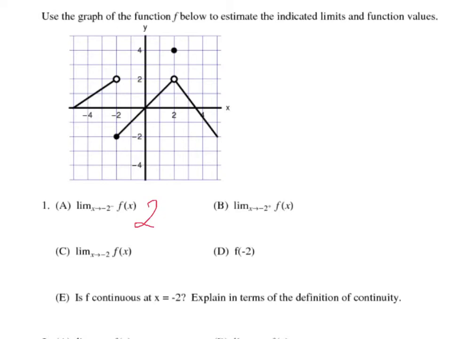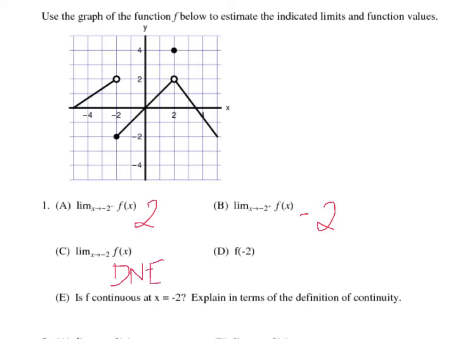The next question asks, what's the limit as x approaches -2 from the positive side? So now we're coming at -2 from the positive direction. We're approaching -2, and you'll notice that's actually the function's value there. So the limit as x approaches -2, if you recall, we've got to be approaching the same y value from both directions. We're not. So the limit there does not exist.